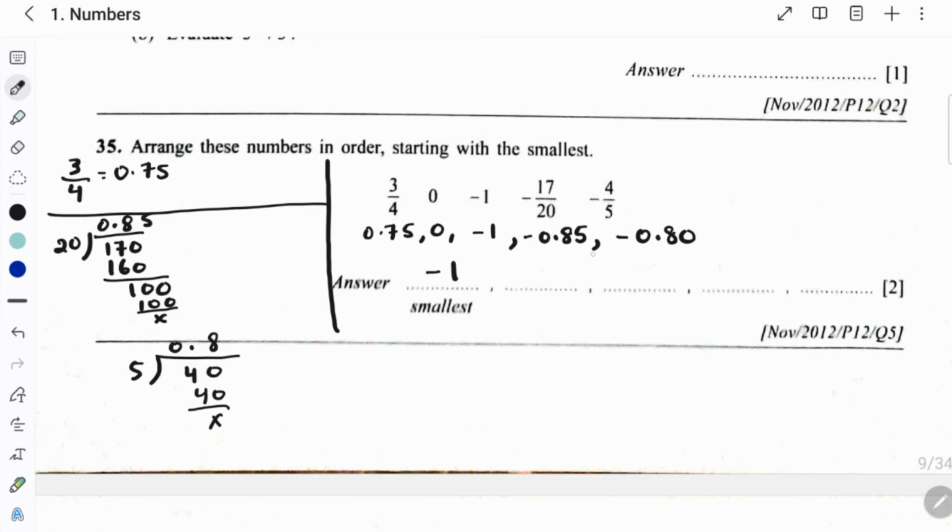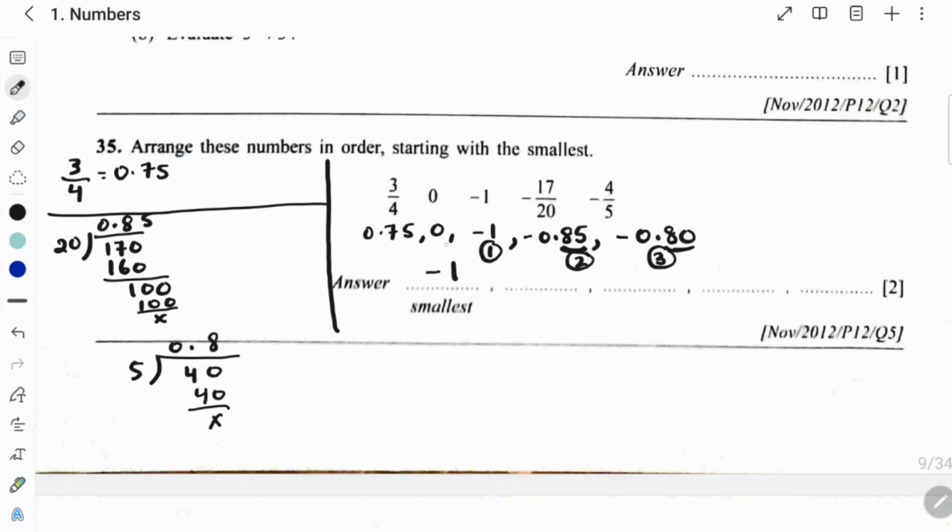Now we are comparing minus 0.85 and minus 0.80. 85 and 80. 85 is the bigger digit but has a smaller value. So that's why you are writing down, this is the first we are comparing, this is the first one, and this will be the second one, and obviously this is the third one.